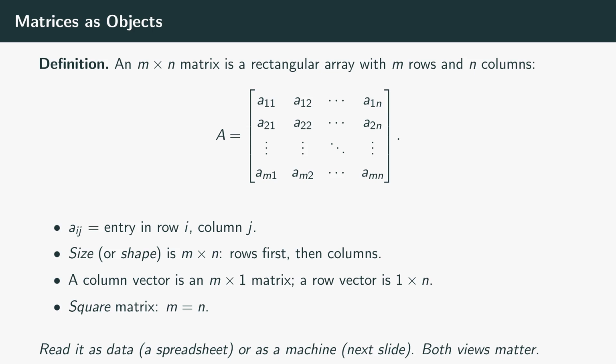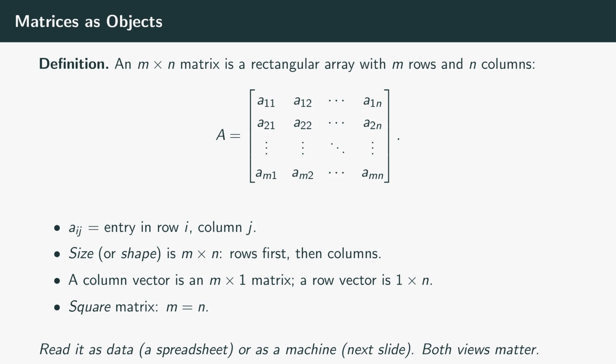Let's pin down the object. An m by n matrix is a rectangular array of numbers with m rows and n columns. We always say rows first, columns second, so a 3 by 2 matrix has 3 rows and 2 columns. The entry in row i and column j is written with a lowercase a and 2 subscripts, i then j, so a12 sits in the first row, second column. The size, also called the shape, is the pair m by n.